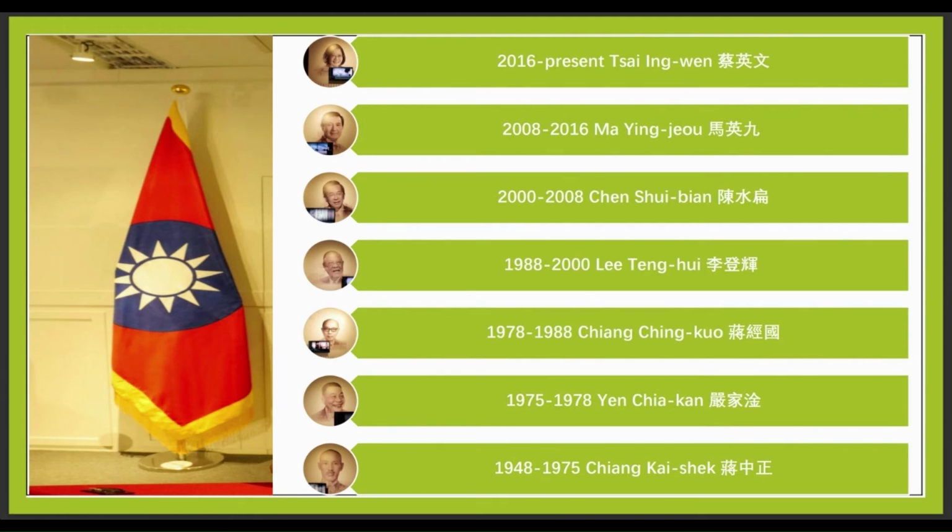Here you see a timeline of all the presidents that served in Taiwan, starting with Chiang Kai-shek, who was followed by President Yen, who only served 3 years, a very short period, and then was followed by Jiang Jingguo, the son of Chiang Kai-shek. And then Li Denghui, very famous because he was the first president to be democratically and directly elected by the people in 1996. And then followed by Chen Shui-bian and then Ma Ying-jeou. And our current president is a woman, Tsai Ing-wen.